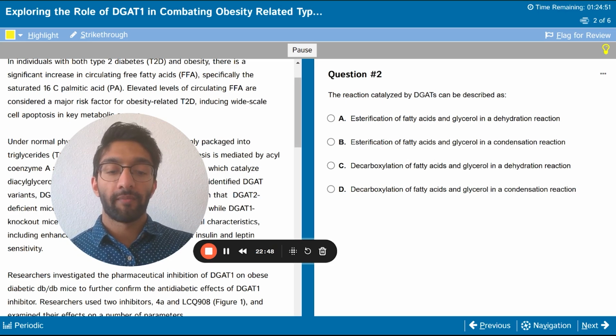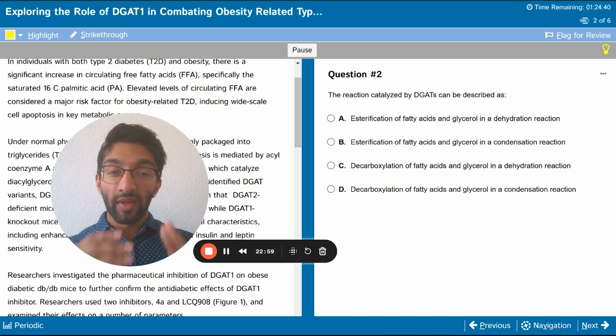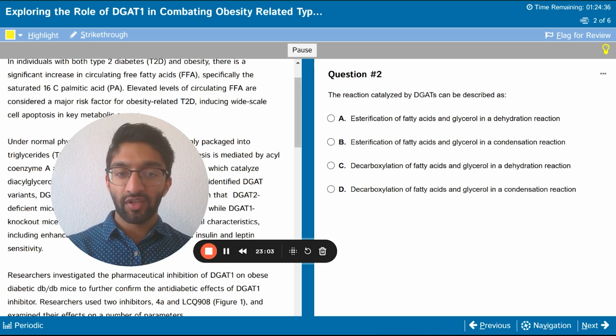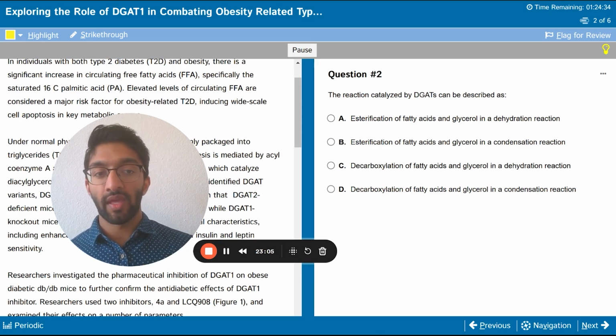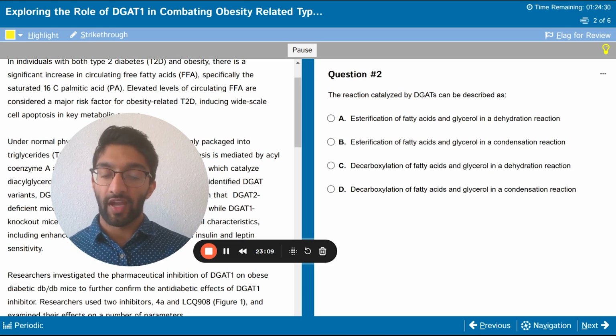Okay, right? Next one. So we have now decarboxylation of fatty acids and glycerol in a dehydration. Okay, decarboxylation, and so on, in a condensation. What is this question asking us? It's really just two things, right? It's asking us, is it an esterification or a decarboxylation? And is it a dehydration or a condensation reaction?